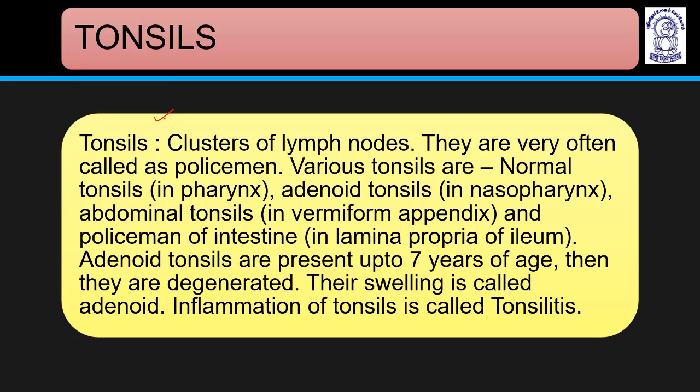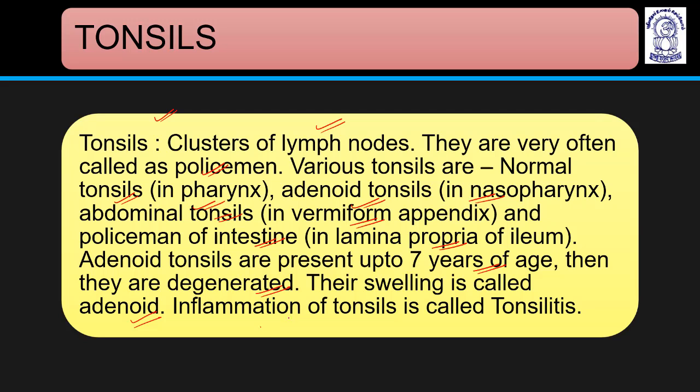Tonsils. They are clusters of lymph nodes. They are very often called policemen. Various tonsils are palatine tonsils in the pharynx, adenoid tonsils in the nasopharynx, and abdominal tonsils in the vermiform appendix, policemen of the intestine, in the lamina propria of the ileum. Adenoid tonsils are present up to 7 years of age. Then they degenerate. Their swelling is called adenoid.